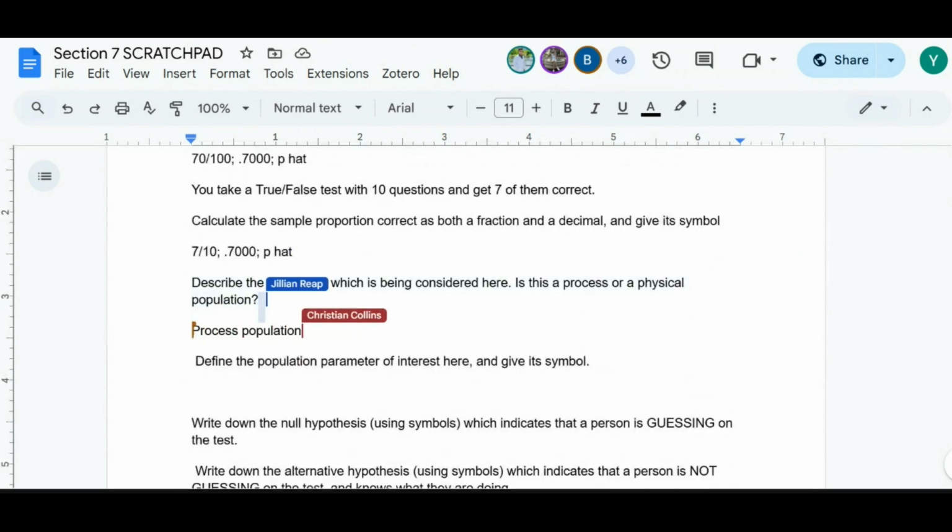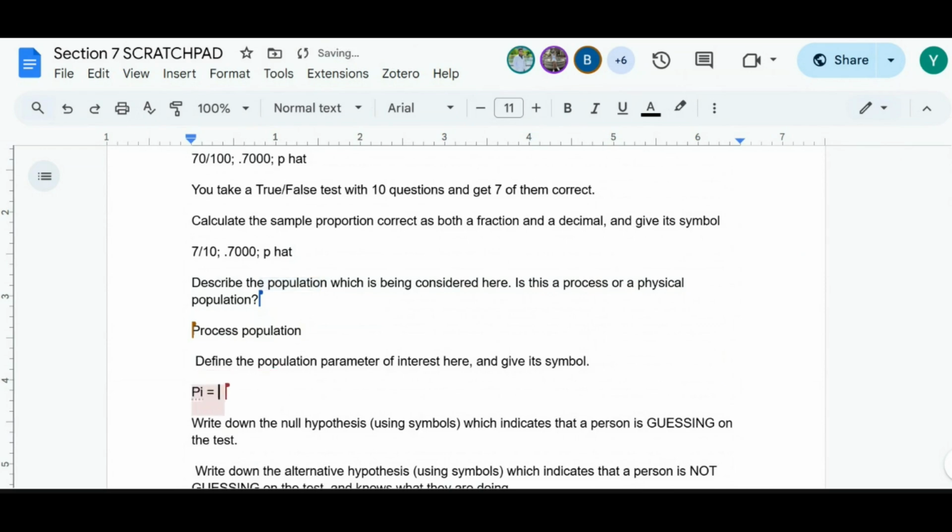All right. So describe the population being considered here. It is the entire process. It is the entire collection of what? It's a process, and it's not physical, obviously. It is the entire collection of attempts on true false questions, something like that, right? Okay, define the population parameter of interest.